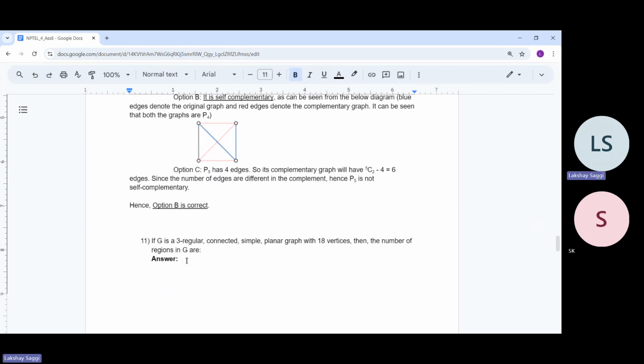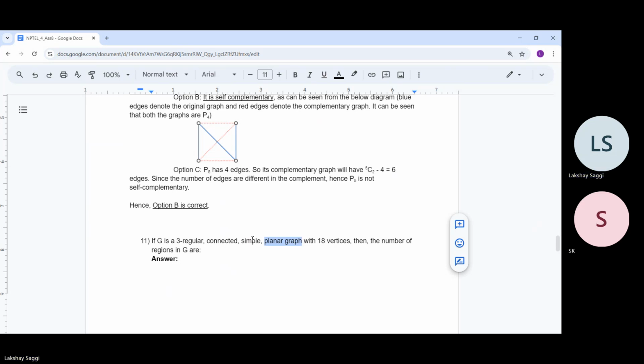Now we come to the last question for the day. So this question says that we are given that G is a 3 regular, connected, simple, planar graph. So G has a lot of properties now. It's a 3 regular graph, it's connected, it's simple, and it's a planar graph.